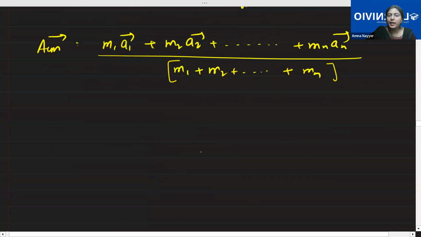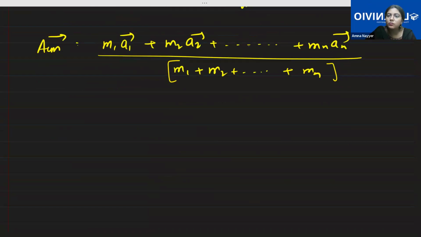Okay, now one more thing. Acceleration was this: m1a1 plus m2a2 up till mnth anth. Like this, we practiced a question also with two systems. In that pulley question, we used the formula m1a1 plus m2a2 divided by m1 plus m2, because two masses were there, so only two were required. What if you have multiple of them? If you have multiple masses, then m3, m4, m5, all of these will be required.